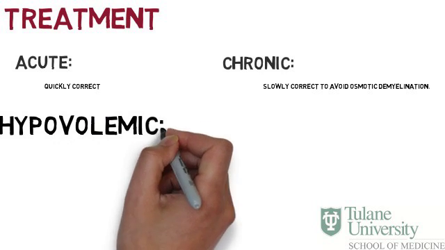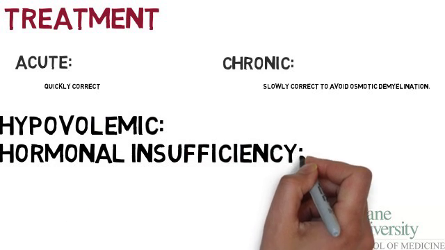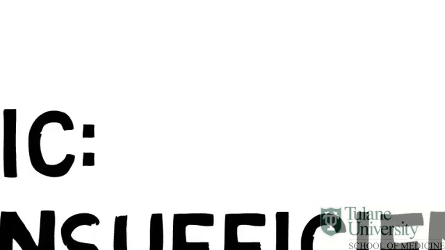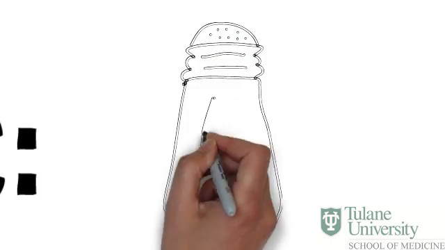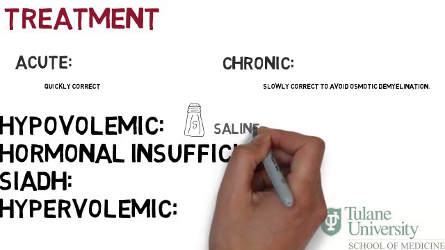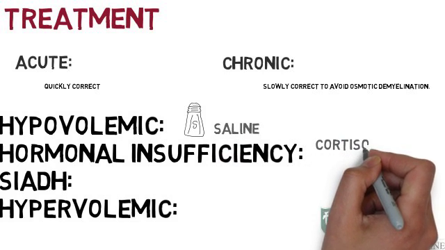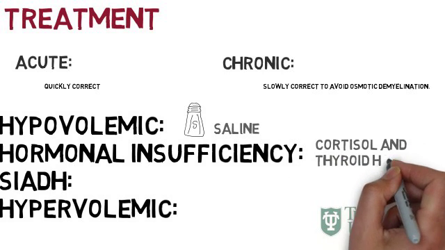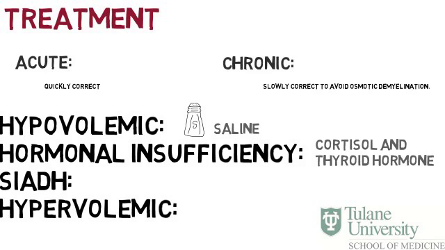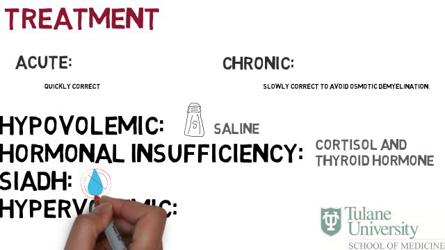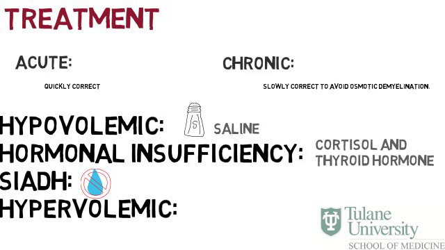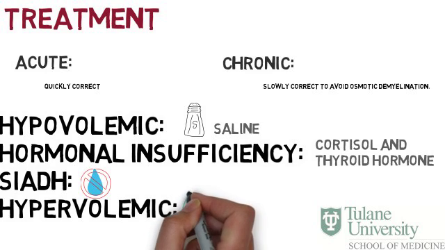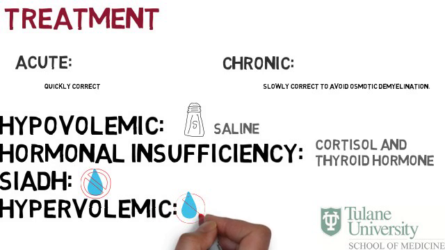Also, how you treat it depends on the specific type of hyponatremia. If it's hypovolemic, the answer is going to be to give more sodium, and this is going to be in the form of saline the vast majority of the time. If it's hormone insufficiency, it's going to be replacing the hormones. That's going to be cortisol and thyroid, depending if the patient has adrenal insufficiency or hypothyroidism, respectively. If the patient has SIADH, treatment of choice is going to be water restriction because these patients have a consistent release of ADH. Also, with hypervolemic hyponatremia, it's a similar treatment. These patients tend to have a decreased effective circulatory volume, so these patients will need to avoid excess water.